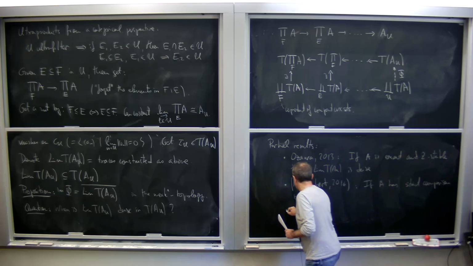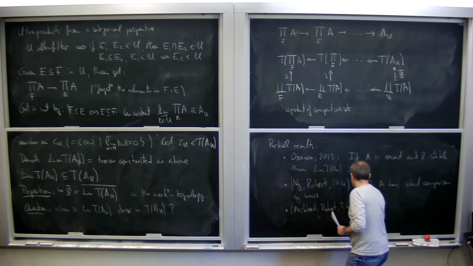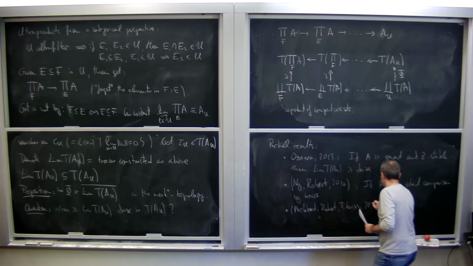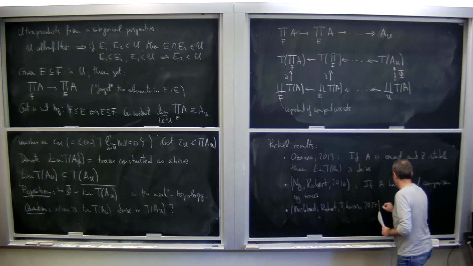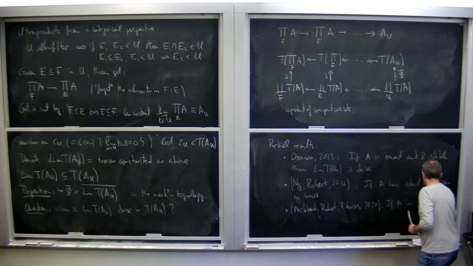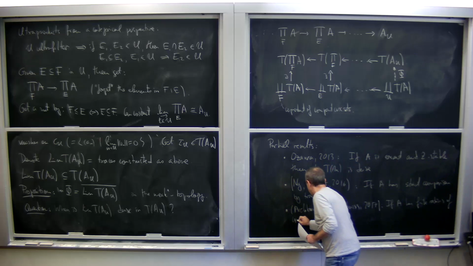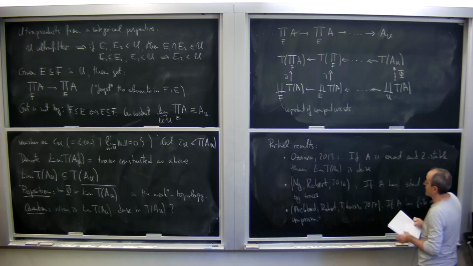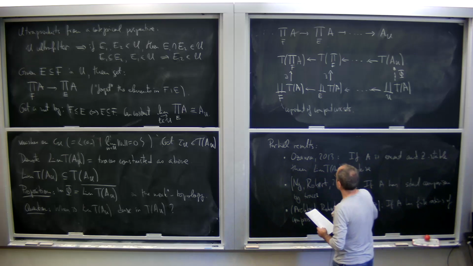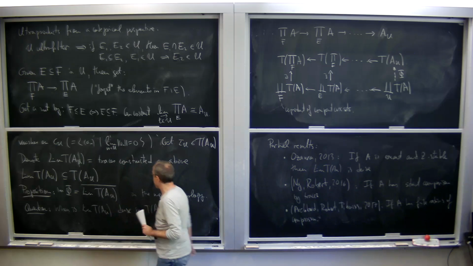And finally, Archibald, Robert, and Quizzes in 2017. Also in the case, if A has finite radius of comparison. So in all these situations, one has that this subset is dense.